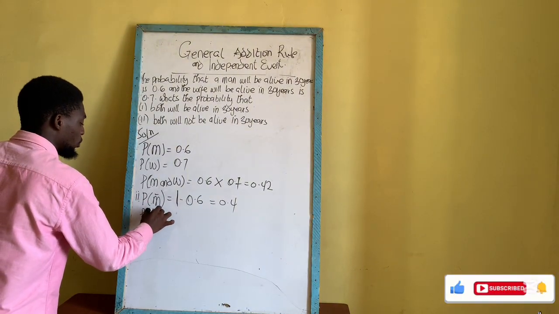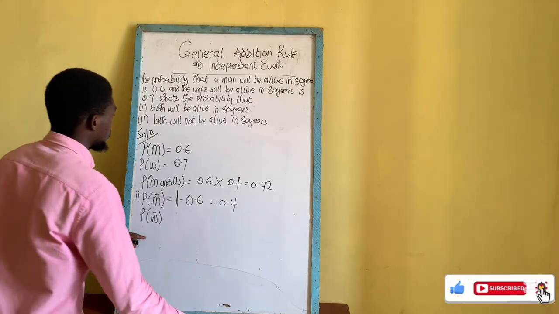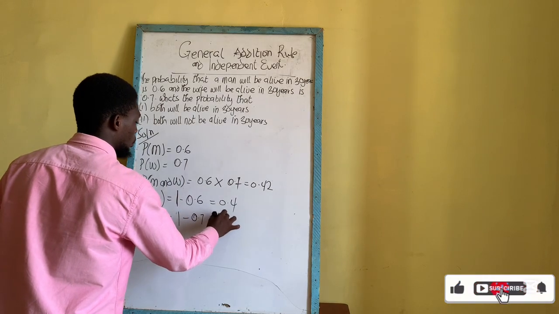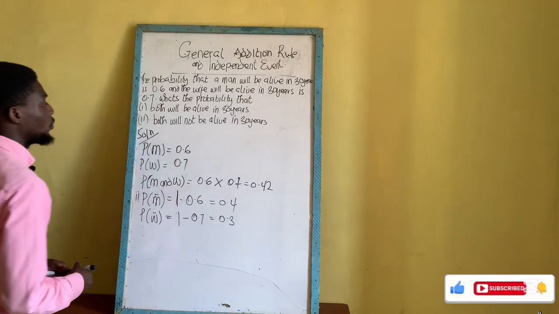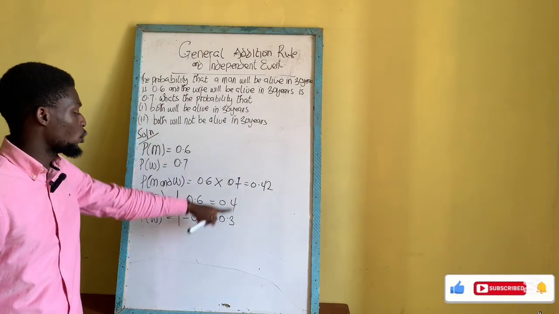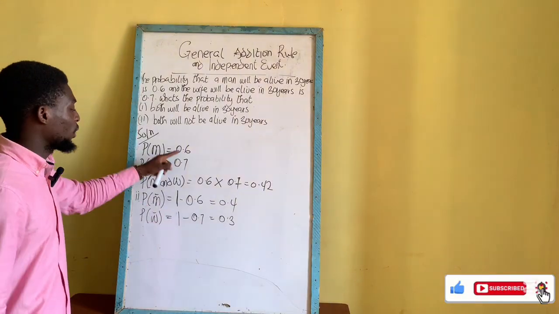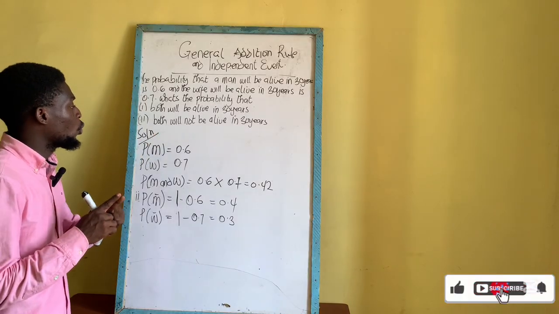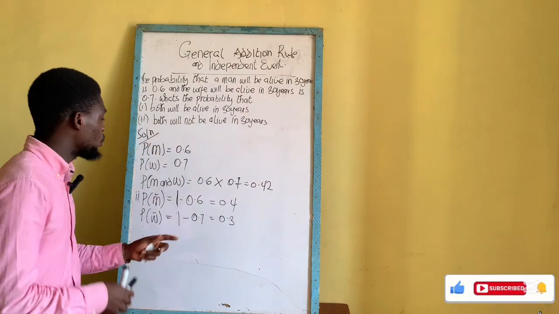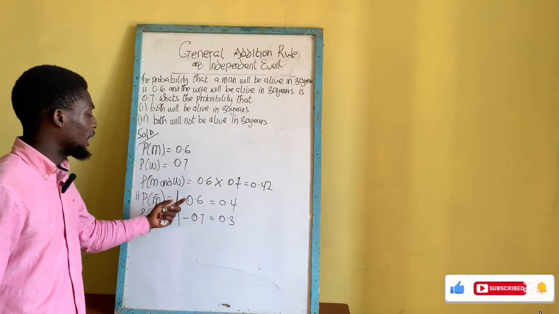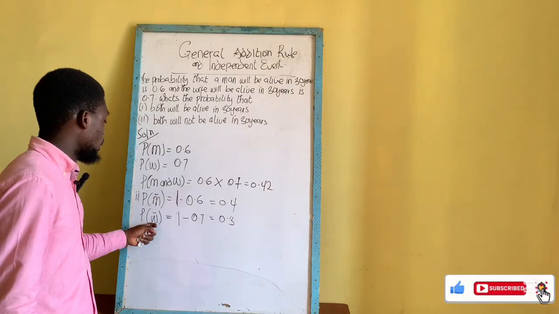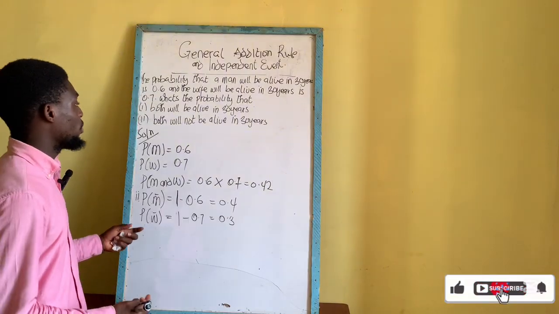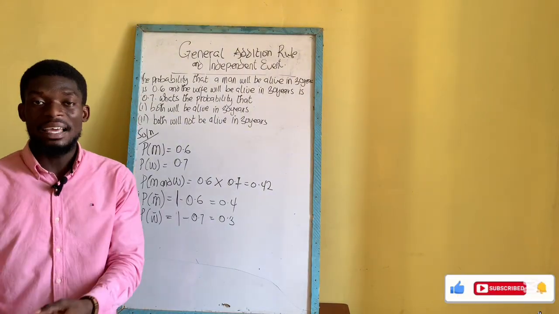Let's look at the wife too. The probability that the wife will not be alive, which is W bar, is 1 minus 0.7, which is 0.3. So the probability that the wife will not be alive in 30 years' time is 0.3. But the question doesn't demand that we find them individually not being alive. It says to find the probability that both will not be alive in 30 years' time. Now that you know the probability that the man will not be alive is 0.4, and the probability that the woman will not be alive is 0.3, we can go ahead and find the probability that both will not be alive in 30 years' time.